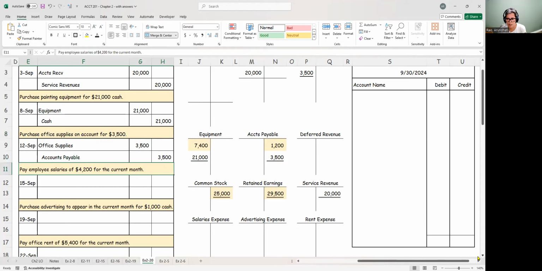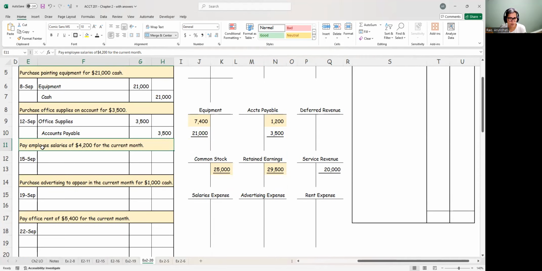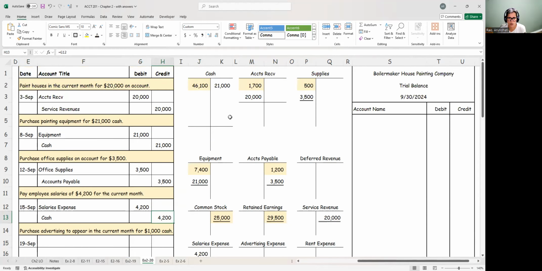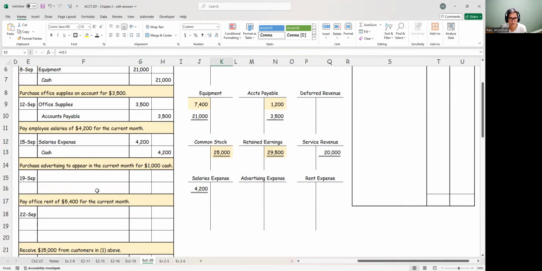The next transaction, I paid my employees $4,200 for the current month. Employee salaries. I paid my employees, which means I got the benefit of their work. When I get the benefit, it's an expense. So salaries expense will be debited. I paid cash to my employees, $4,200. So salaries expense debit, $4,200. Cash credit, $4,200. On the credit side, I will post $4,200.